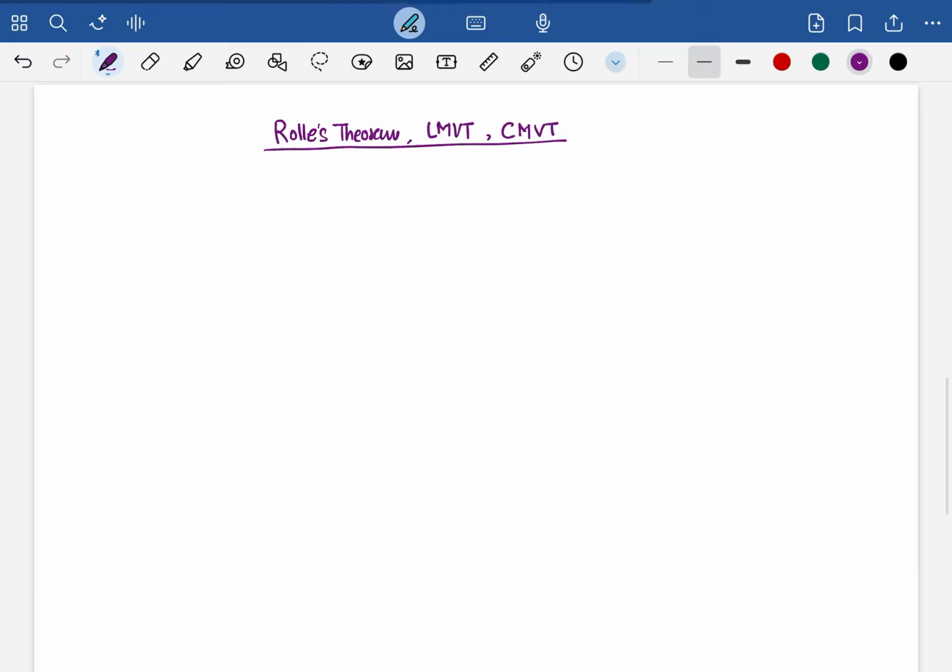Welcome students. Today we will be covering Rolle's theorem, Lagrange's mean value theorem and Cauchy's mean value theorem. All these three theorems are important from the GATE examination point of view and from an academic perspective for your BTech semester examination. Okay, so let's first study what Rolle's theorem is.